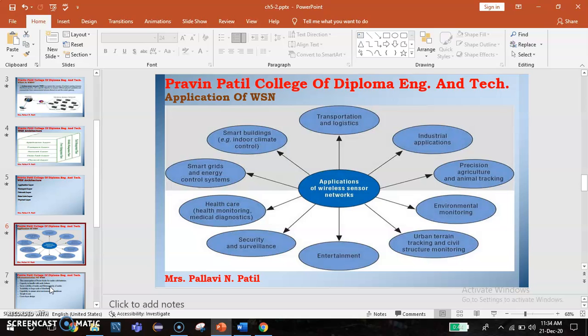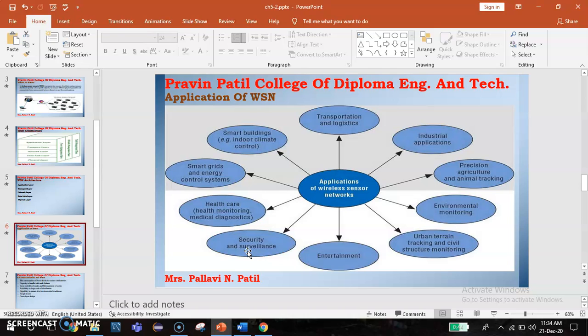Military, it is a surveillance network. It is used for security purposes. A military wireless sensor network acquires and verifies information about enemy capability and the position of hostile targets. It is used for security purposes.